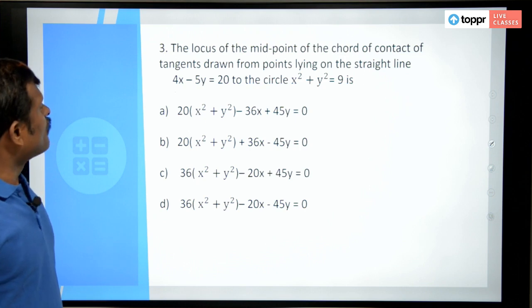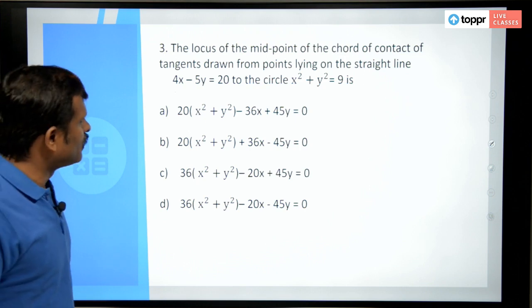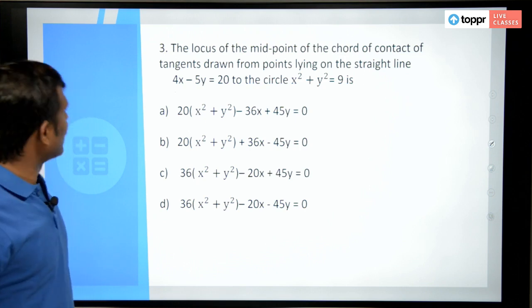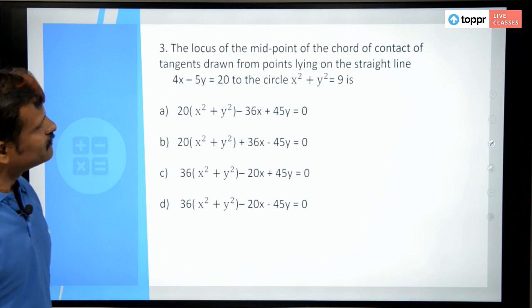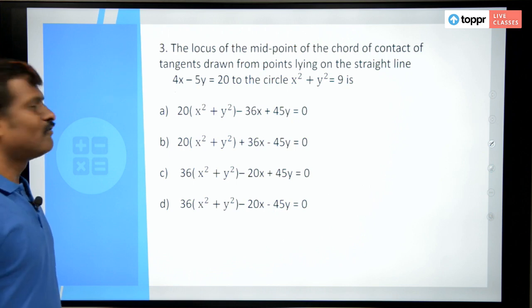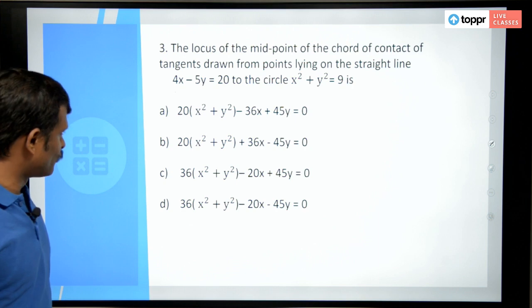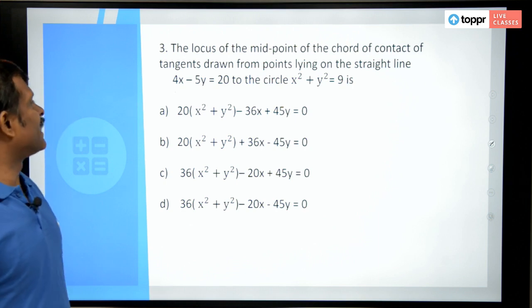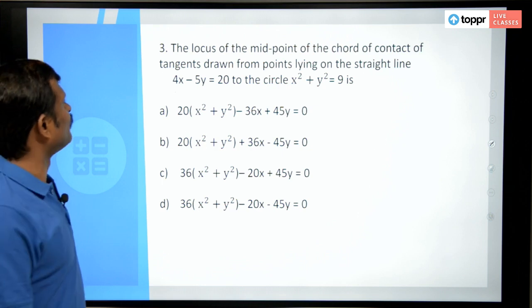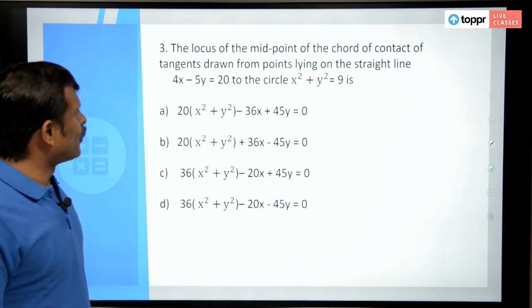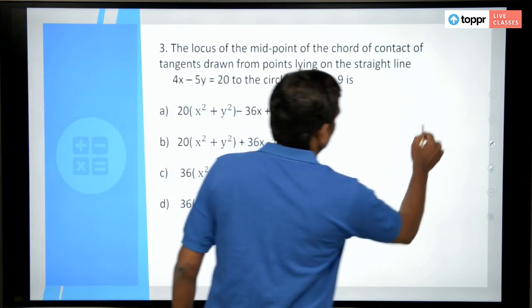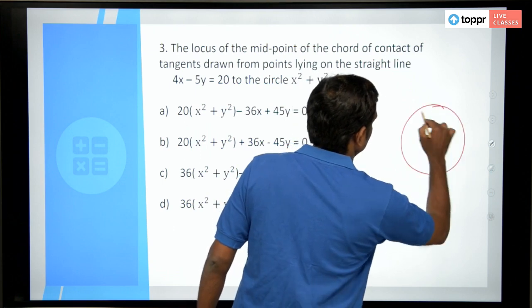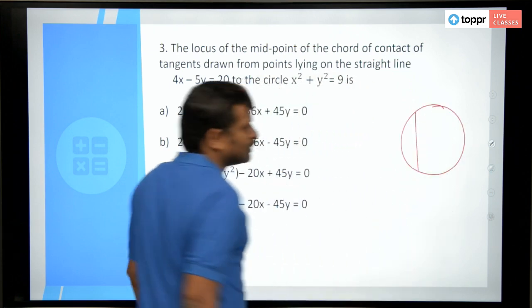The locus of midpoint of the chord of contact of tangents drawn from points lying on the straight line 4x minus 5y is equal to 20 to a circle x square plus y square is equal to 9 is what? So he is asking us to find the locus of the midpoint of the chord of contact. Say suppose there is a circle. So this is the chord.